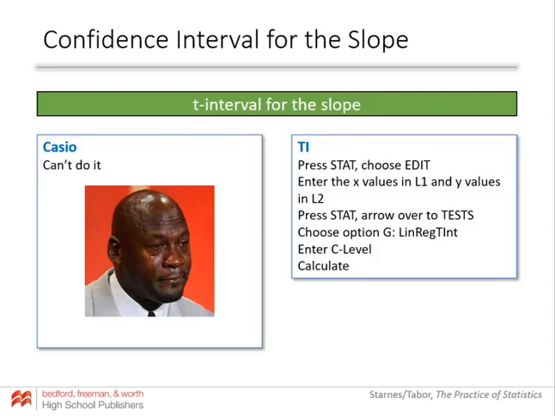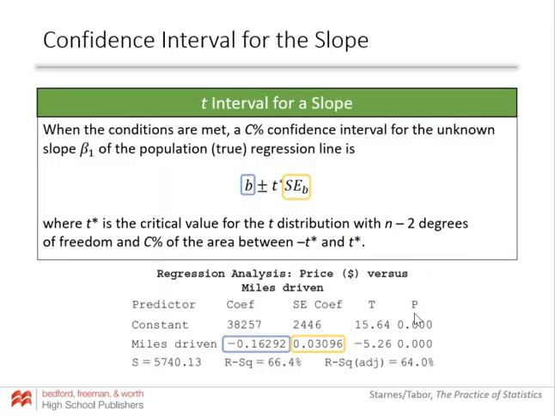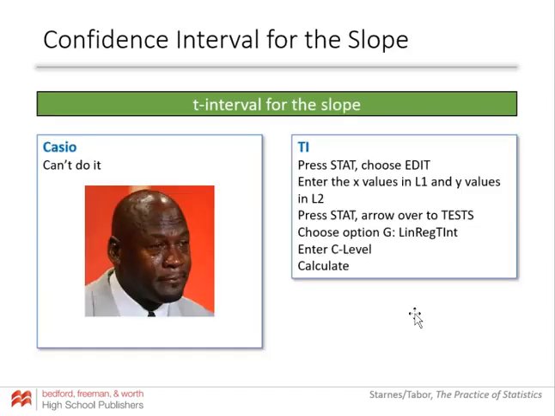Your calculator, if you have a TI, it can do t intervals for slope. The Casio cannot. But honestly, you would have to type in all of that data. You have to type in the data in the lists. So if they give you computer output like this, I wouldn't bother. Even if you have a TI, just use the computer output. It's going to be faster.